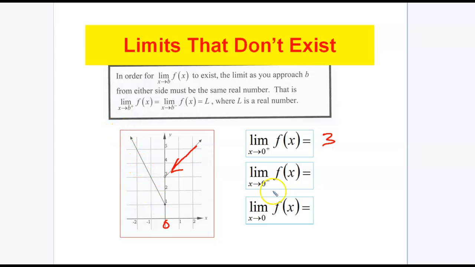Coming from the negative side of 0, which means the left side of 0, and that's denoted by this little negative sign here, that limit is going to be approaching 1. So the limits coming from the right of 0 and the left of 0 are approaching different things, so therefore the limit as x approaches 0 does not exist.